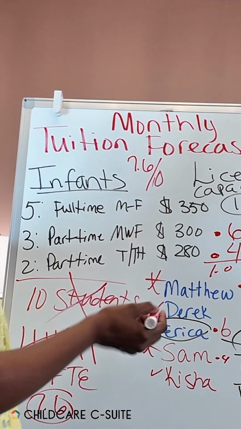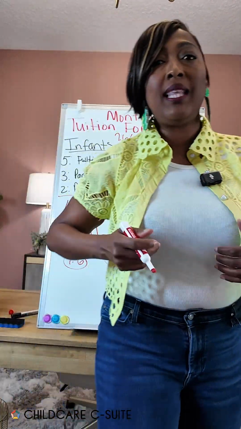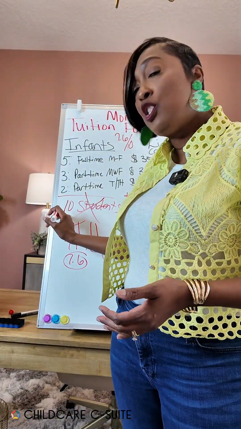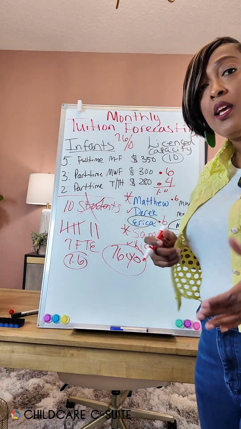That means I am only 76% full in that classroom. See, I had 10 students, but I'm only 76% filled. That's why it's important to track your enrollments. I don't count students. I count enrollments.